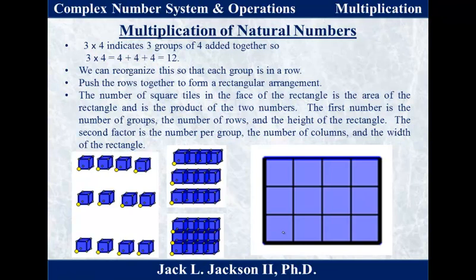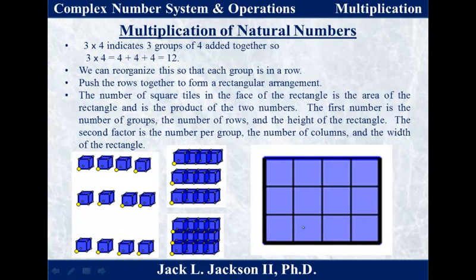So the first factor is the number of rows, or how tall this is, the height. And the second factor is the width, or the number per group, which is how many columns we get. So it's rows by columns. Then we count the number of tiles that fill this.